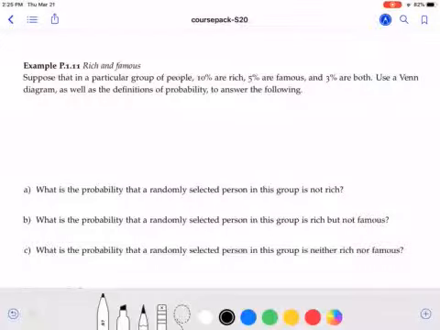In a particular group of people, 10% are rich, 5% are famous, 3% are both. We want to use a Venn diagram as well as some of our probability statements to answer some questions. So let's first draw out a Venn diagram of the statements that we have here.